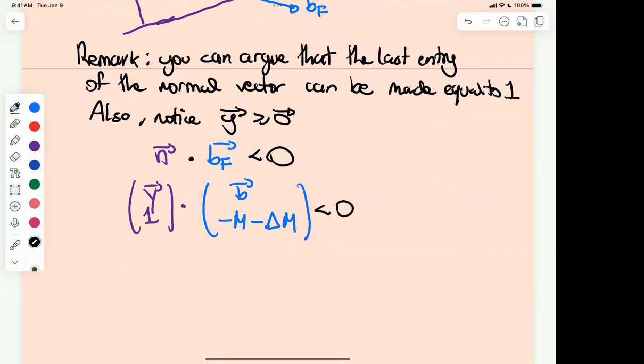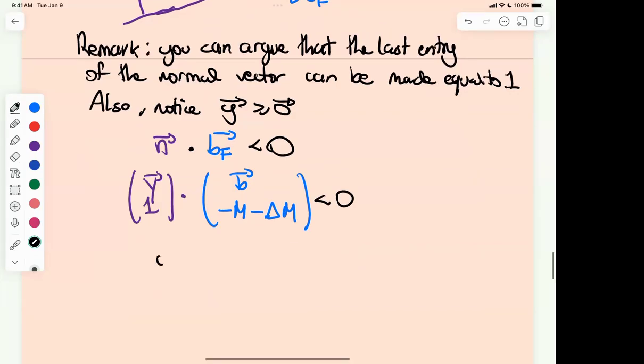Okay, so far so good. And this is really cool to see. So what is this dot product? This would be y dot v, right? Y dot v. And then you multiply the last two entries together, right? So you get minus 1. I mean, that 1 doesn't make any difference. So you get minus m minus delta m. Should be less than 0, right?